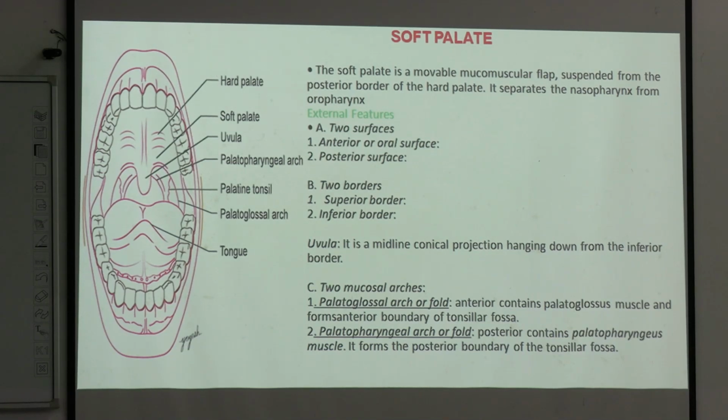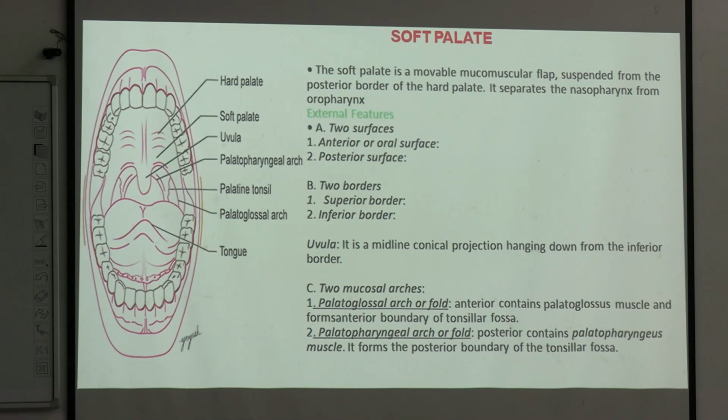The soft palate is the part beyond the hard palate, hanging down into the oral cavity with a curtain-like structure in between, which we call the uvula. So, the soft palate with the uvula is formed. It has two surfaces: an anterior oral surface and a posterior nasal surface. It has two borders, superior and inferior, and the uvula hangs in the midline as a conical projection. It is visible once you open the mouth and say 'ah'; a muscle can be seen contracting and pulling this curtain up.